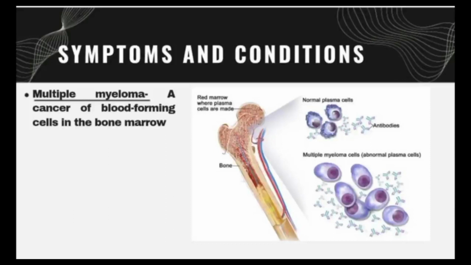Multiple myeloma is a cancer of blood-forming cells in the bone marrow, meaning a cancer of the cells that produce antibodies, the plasma cells. It results in impaired production of red blood cells, white blood cells, and platelets.